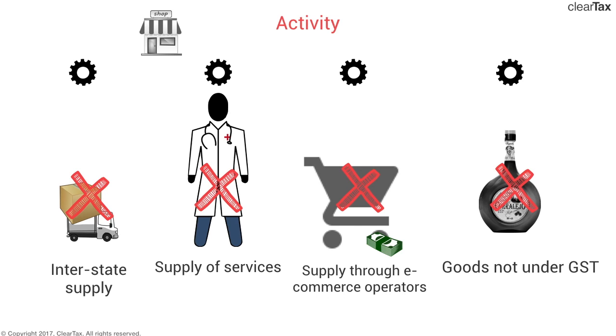So these are the 4 activities you are not allowed to be engaged in to opt into the compensation scheme. Interstate supply, supply of services, supply through e-commerce operators who are required to collect TDS, and if you are supplying goods which are not governed by GST.